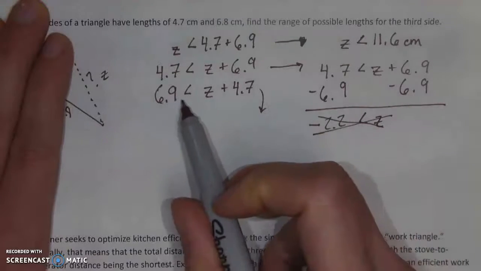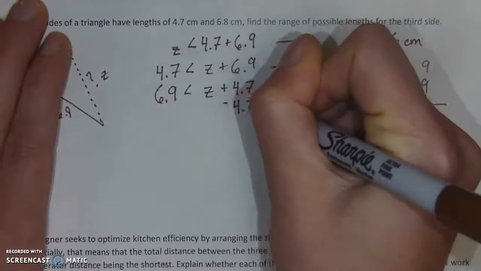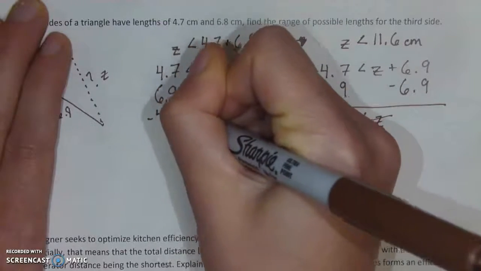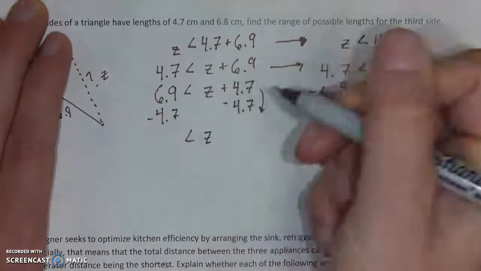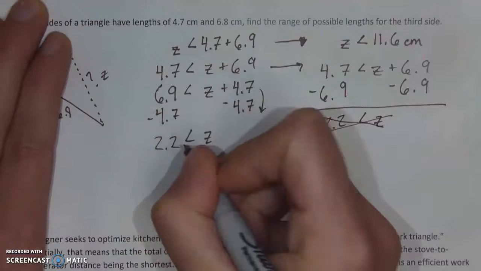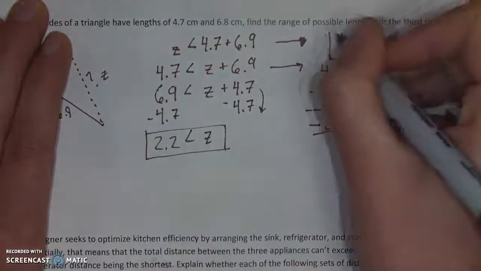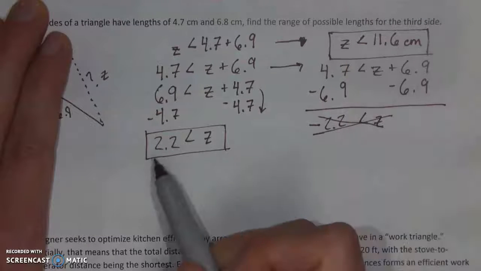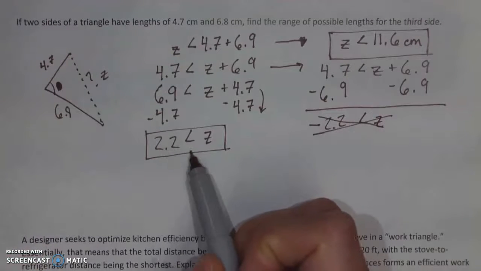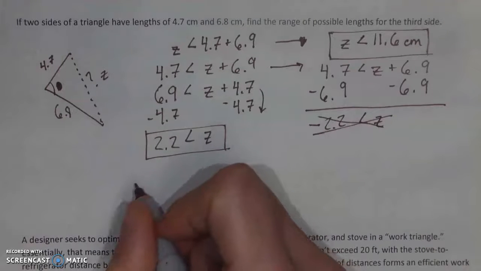Let's check our final one then. Here, when I solve for z and subtract 4.7 from both sides, I find that z would have to be bigger than a positive 2.2. So I end up with another restriction on z. Z is going to have to be larger than 2.2, and it's going to have to be smaller than 11.6.